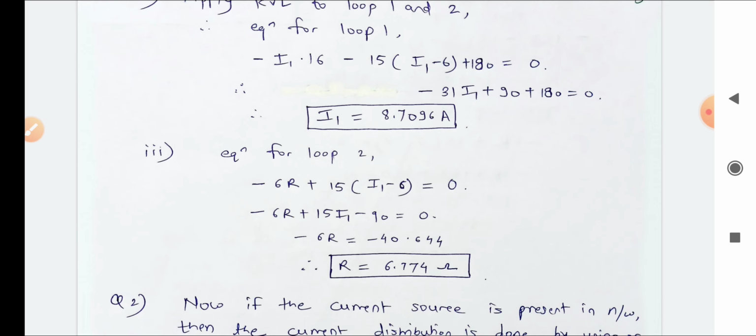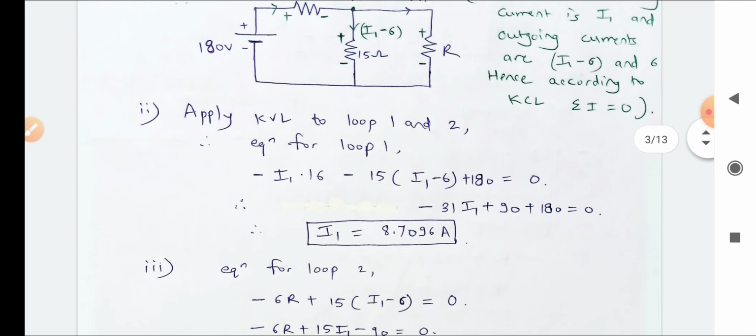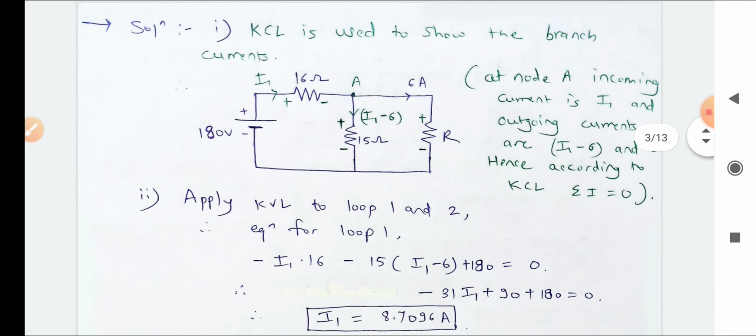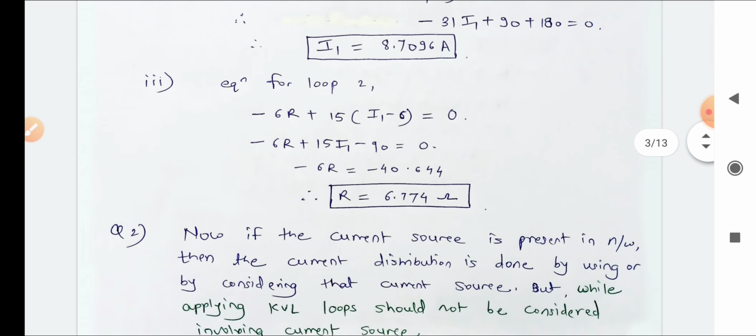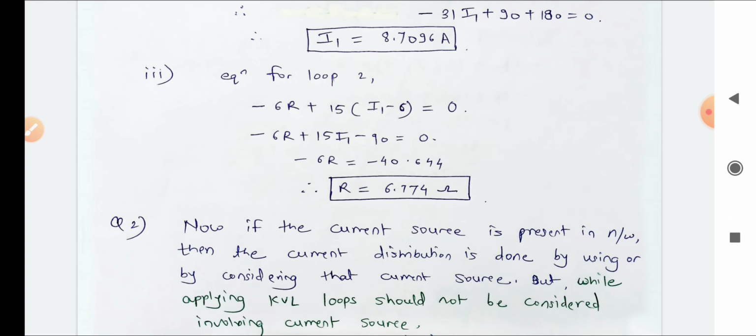As we know the value of I1, we can put that value in this equation and we can easily get the value of R. R is equal to 6.774 ohm. So this is how we are going to use KCL. KCL is used to show the branch currents, and after that we are going to apply KVL equations. By applying KVL equations, we are going to find out the current as well as the value of resistance in the network.